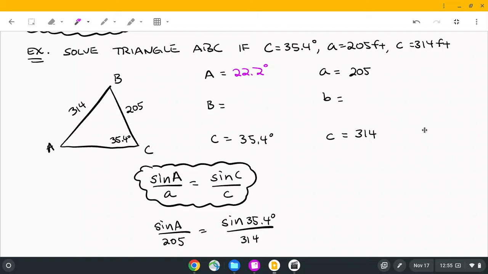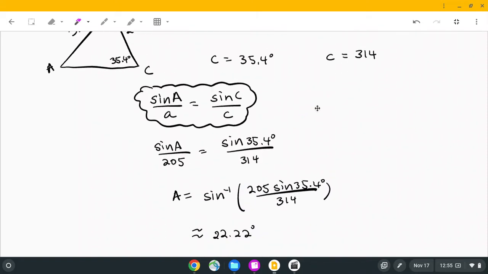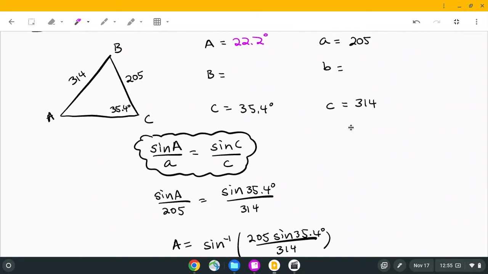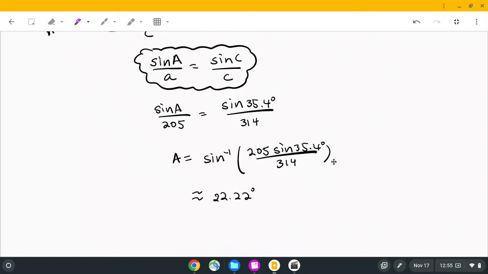Okay, so we find our first angle here, right? 22.2. So if you remember, when you do sine inverse, it restricts your answers to from here to here, right? This is for positive and this is for negative. But we do know that there are infinitely many angles, right?